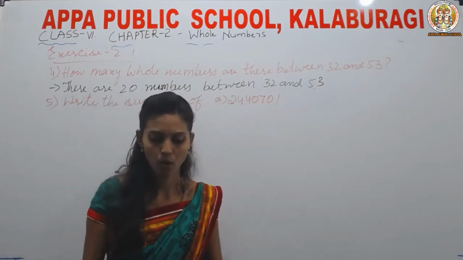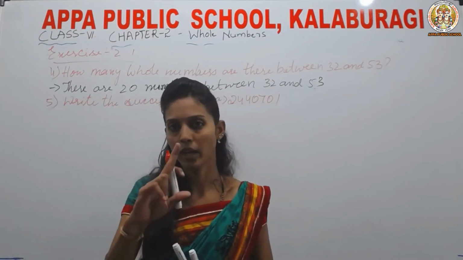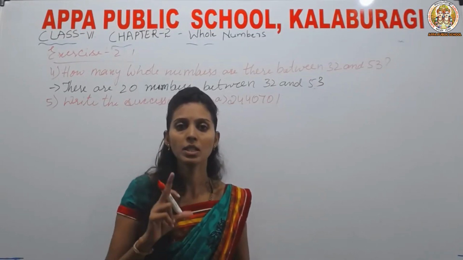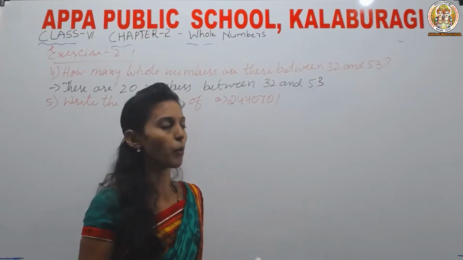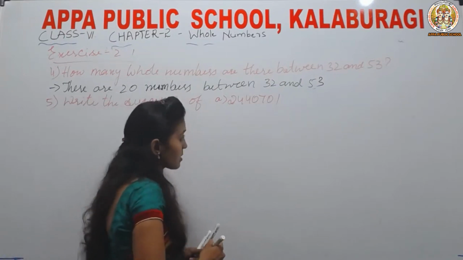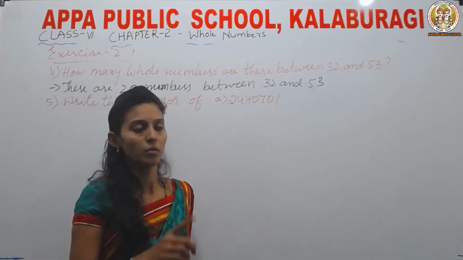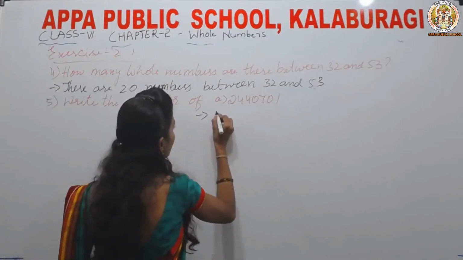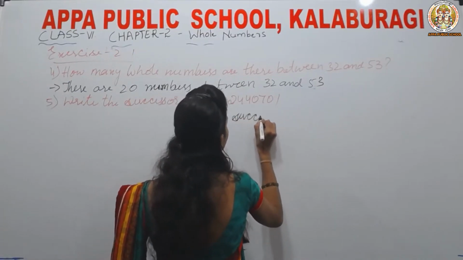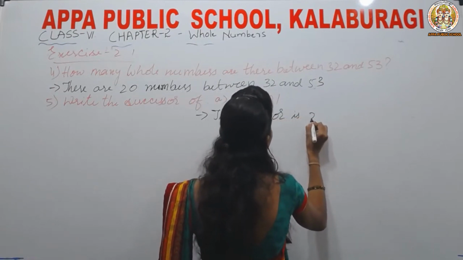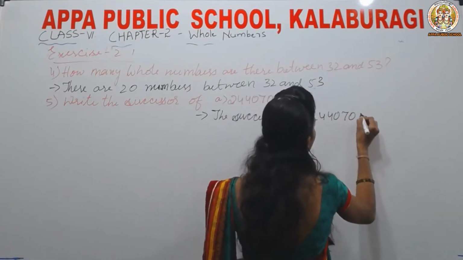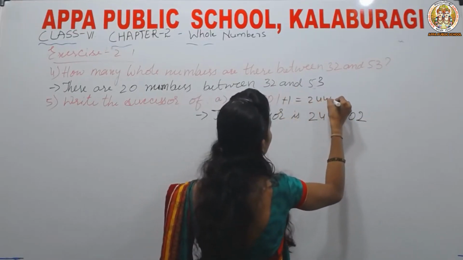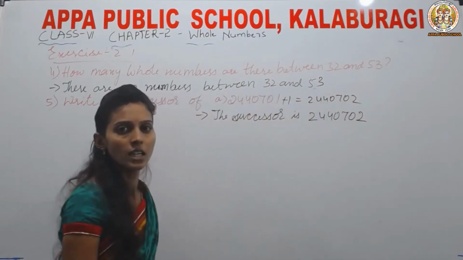Successor is nothing but adding one. Not any one number, but the number one. It means one step forward. So if I add 1 to this, how much will I get? The unit place 1 will become 2. That's it. Therefore, the successor is 2444070.